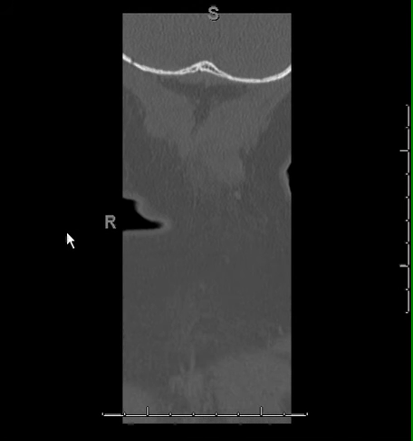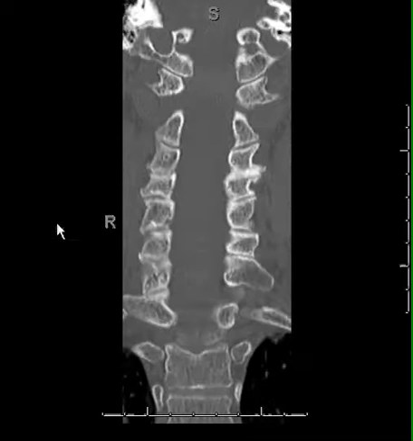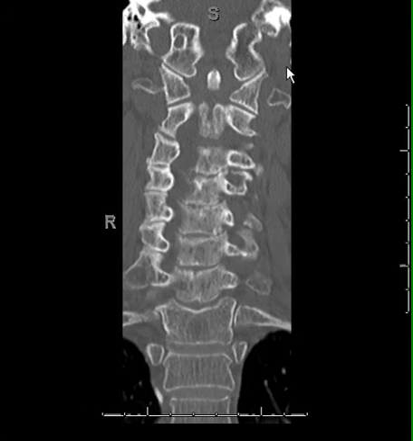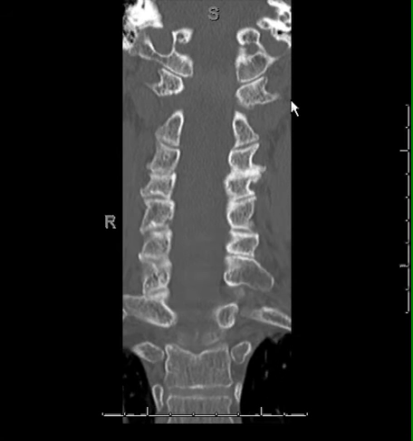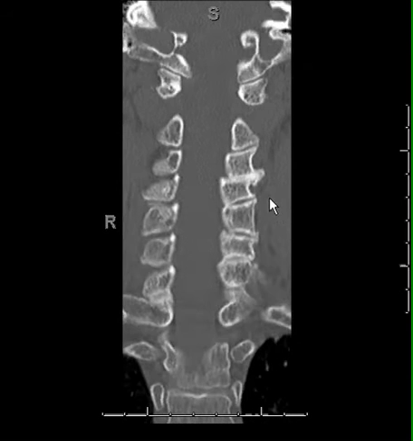So on the coronal images, I basically focus on a couple of different things. Mostly the craniocervical junction, so occipital condyle C1, C1, 2. These occipital condyle fractures can be pretty sneaky, and this is a great way to see them. Looking at the lateral masses, you can see that they all stack up well. No abnormalities there, no fractures.